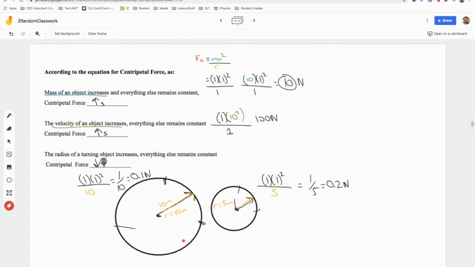That should make sense, guys, because the smaller one is a sharper curve. Sharper curve, more centripetal force needed. So hopefully that makes sense with this. And we'll get into friction and all these forces also later.